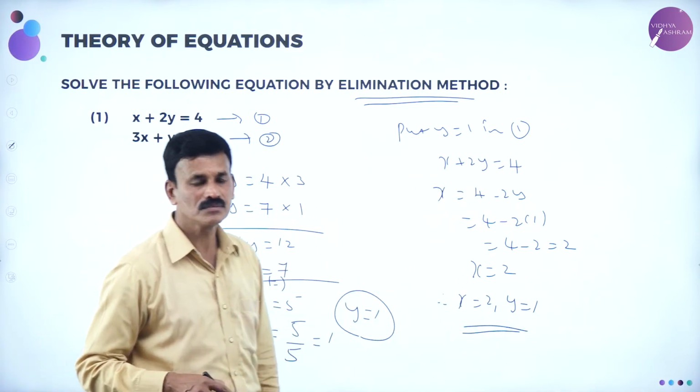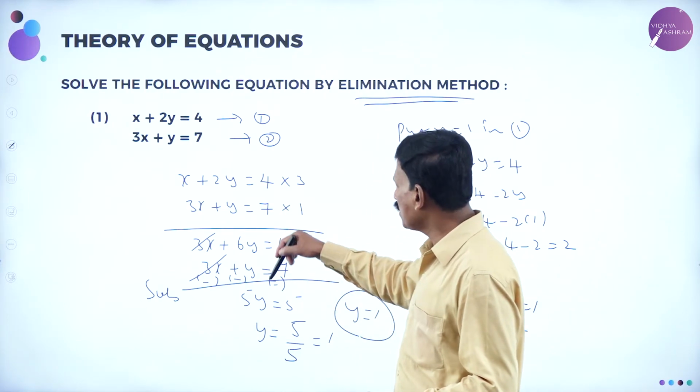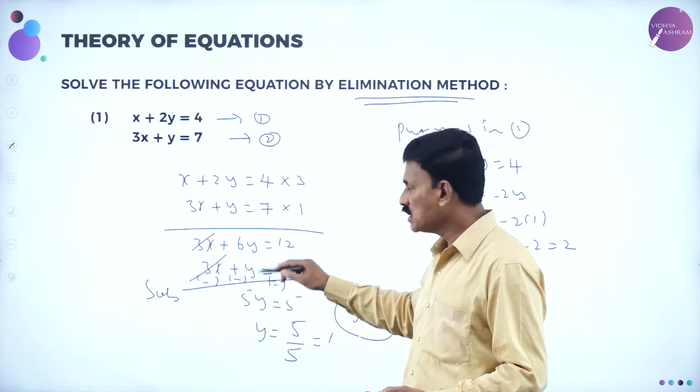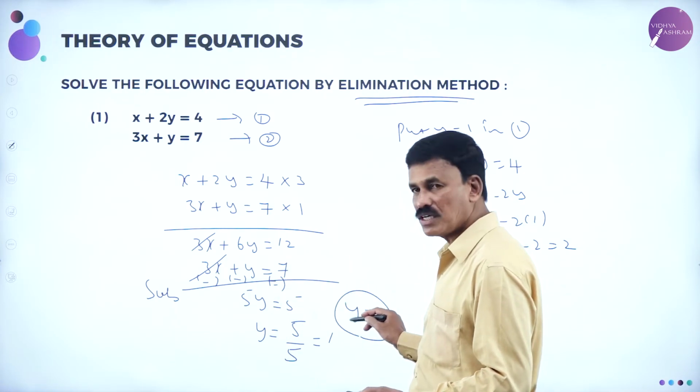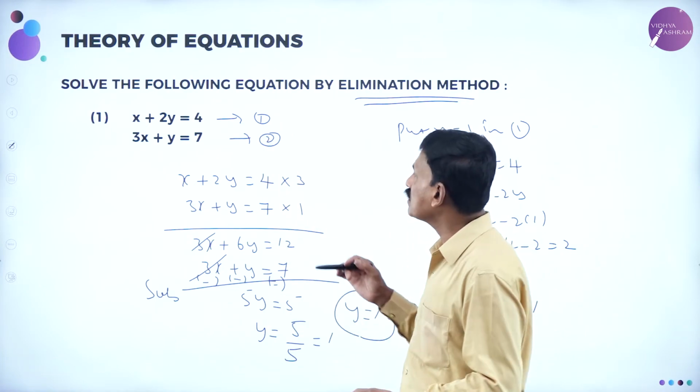That's it. So this is called the elimination method. Very simple. Just eliminate either x or y. If you eliminate x, you will get the value of y. Substitute that value in any one of these two equations, and you will get the value of x. Now let us take one more problem.